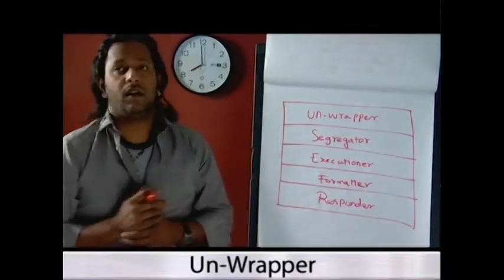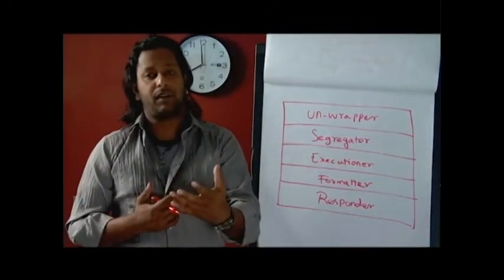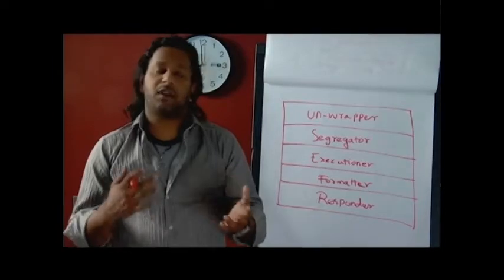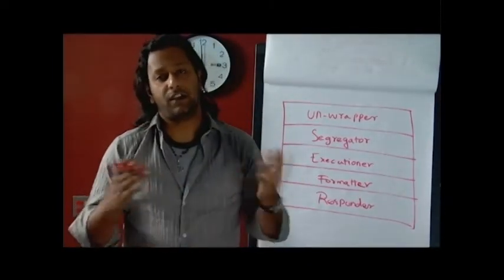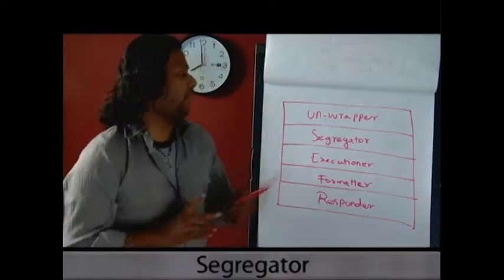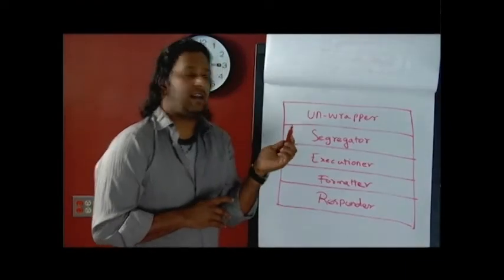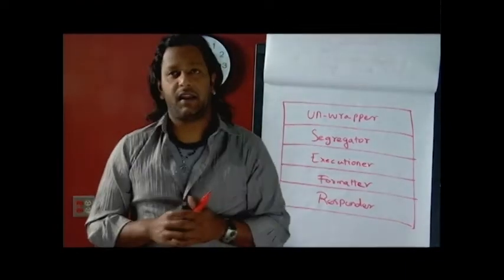The unwrapper. When the request comes in, it needs to unwrap the request and validate it, making sure that it's in the right format, the data boundaries are set correctly, and the security logic is applied, meaning the credential information is validated. So the unwrapper unwraps the data and validates all this information. Once it validates the information, it will send it to the segregator.